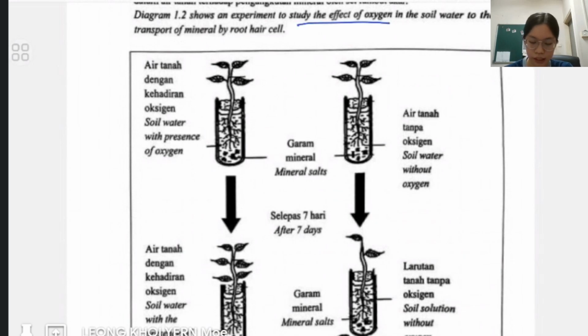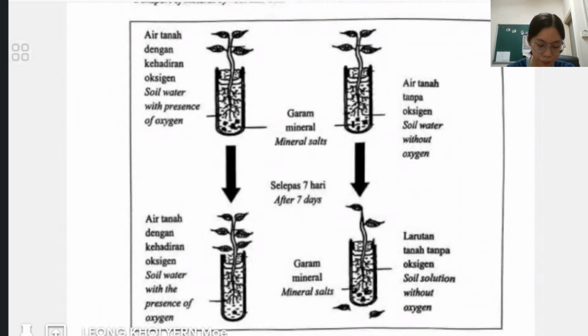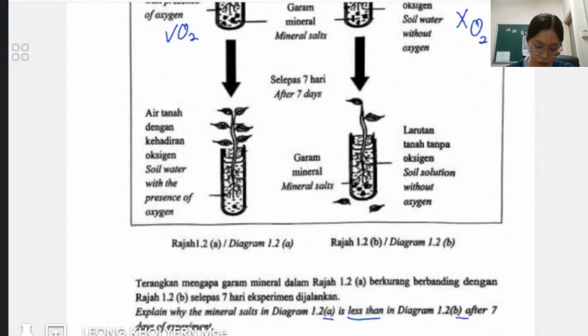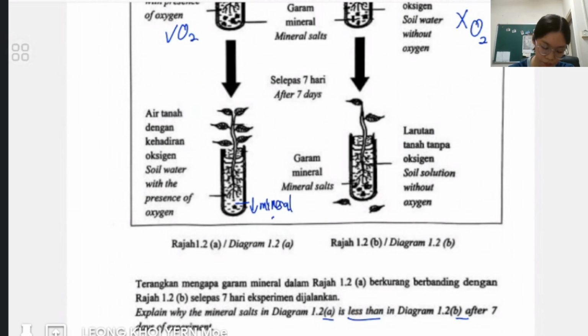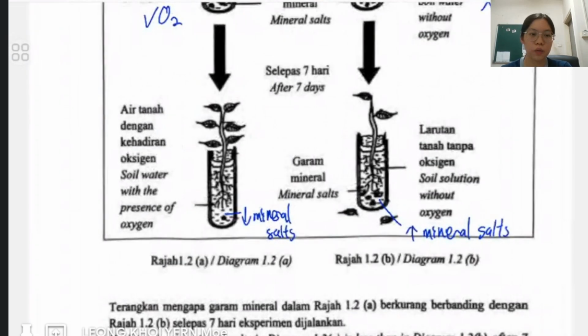So when you want to study the effect of oxygen, you can see soil water with the presence of oxygen, and this one doesn't have oxygen. So in the end, the mineral salts in diagram 1.2a get to be lesser. I mean the soil there has lesser mineral salts. This one has more mineral salts. The soil solution without oxygen still has more mineral salts. So what can you give in conclusion?